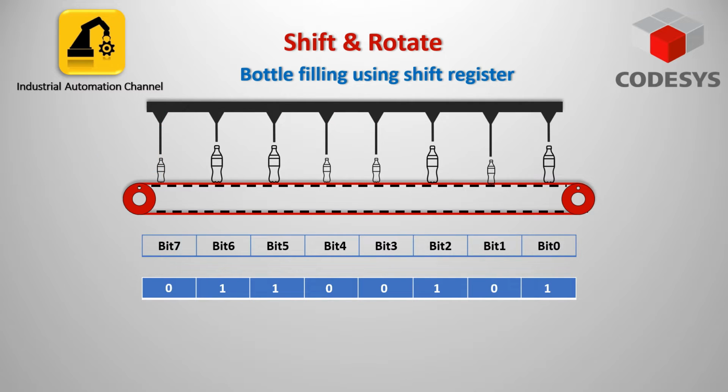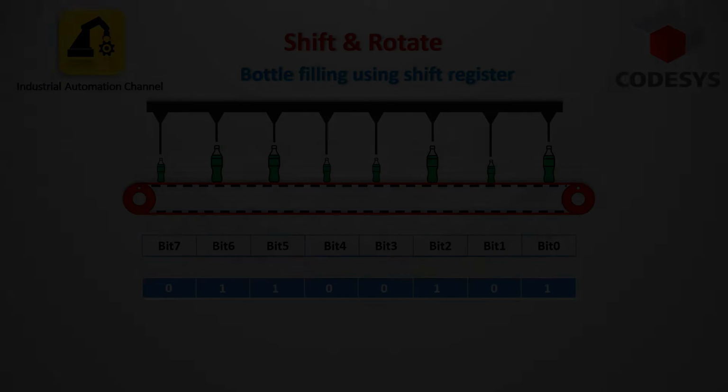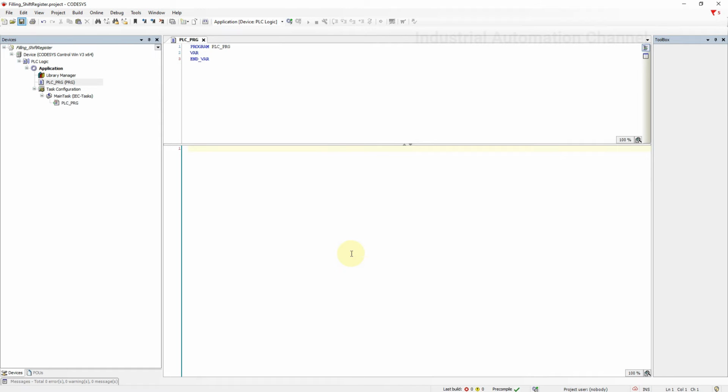In the end, based on this information, we can create the shift register and we know which bit is 0 or 1. In this way, we can track the bottles and fill each one correctly. Let's create our program in Codesys. Create an empty project with ST as the programming language.